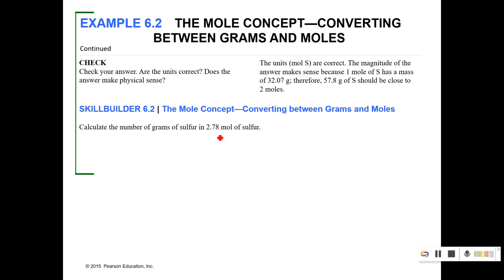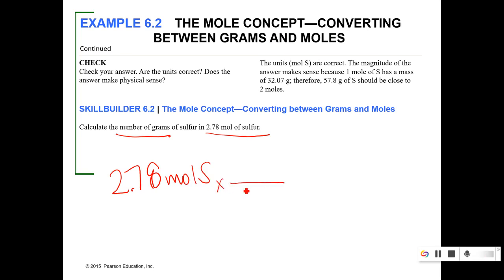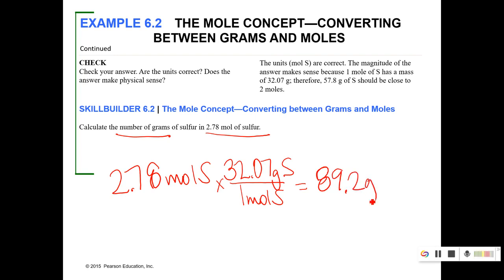Then we're going to do it the other way. It's still just moles and grams, and also it's still sulfur, so that's nice. So I have 2.78 moles of sulfur. 1 mole of sulfur is our same molar mass because it's sulfur, 32.07, and this time we're multiplying because we're on top. I get 89.2 grams of sulfur.